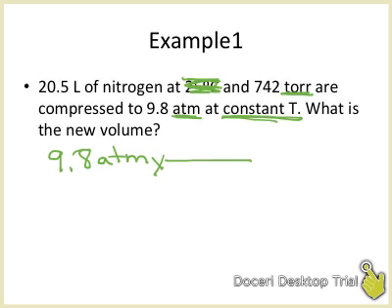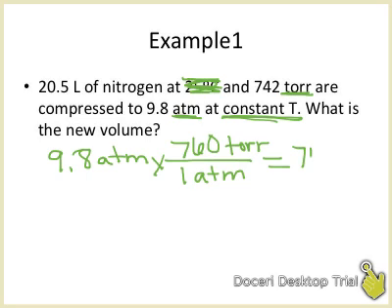Okay, does anyone remember the conversion factor to go from atmospheres to torrs? You're right. Mercury, and one millimeter of mercury is 1 torr, so we can do 760 torrs. And I actually didn't do this step, I did this all in one step. So 9.8 times 760 gives us 7,448 torrs.